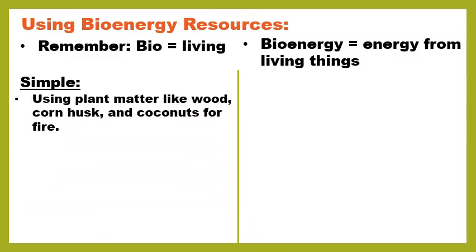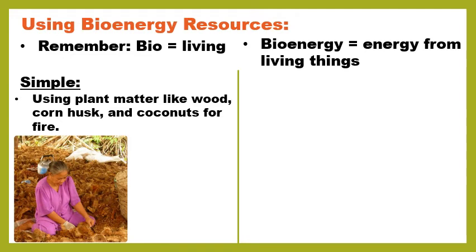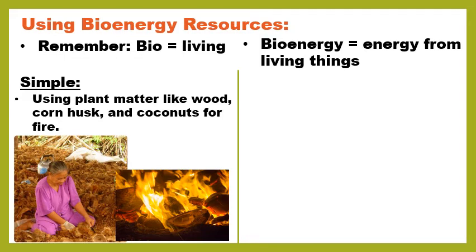We can use plant matter like wood, corn husks, and coconuts for fire, to get energy, to cook, to warm up our house. So here is a woman, and she is collecting the hair off a coconut. If you've ever looked close at a coconut, it's kind of hairy, and you can pull that hair off, and it makes a really good fire starter. Or what you can do is you can use the shell or husk of a coconut to just produce fire, to again cook, to maybe use energy or heat to warm up your house.